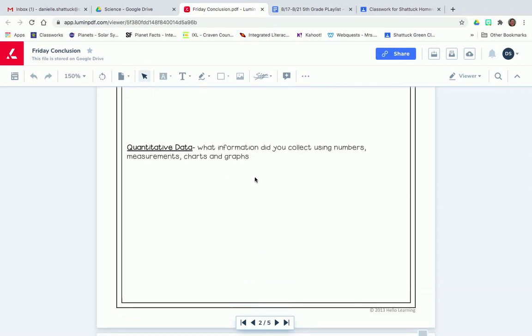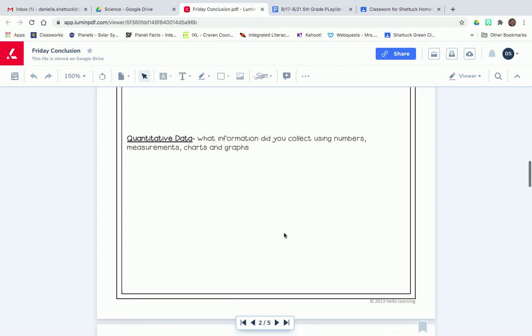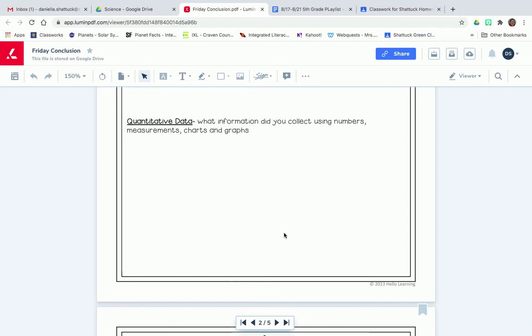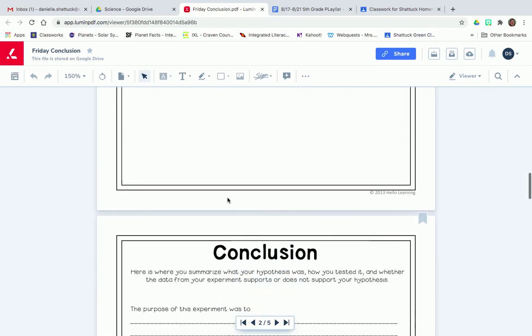Okay, and then this one is what information did you collect using numbers, measurements, charts, and graphs. So you can go back and look at the graph that you made and the table that you made, and you can put down what information you collected. Well, I collected how far the plane flew. I collected what type of wing style I used, and I did several different trials, and I collected the paper, I collected the materials. So that's your quantitative data.